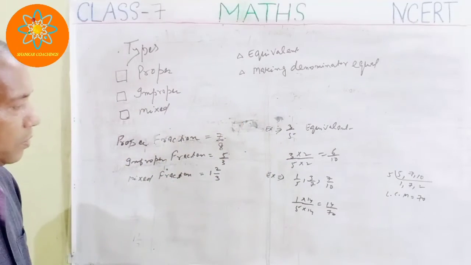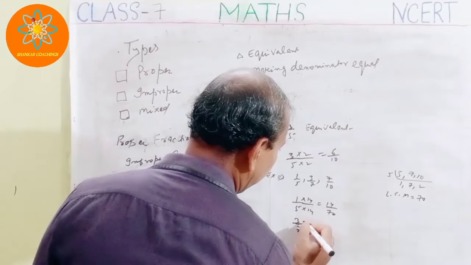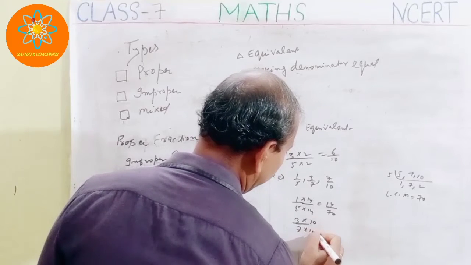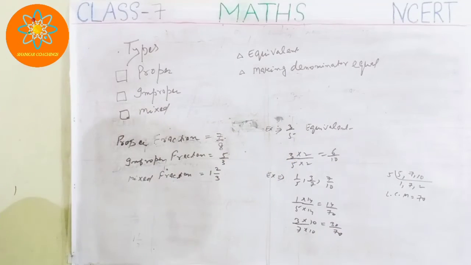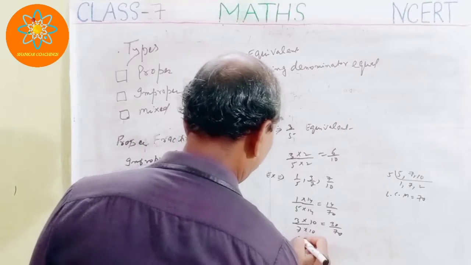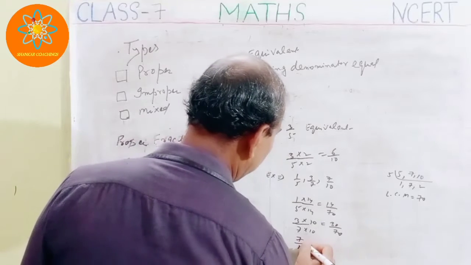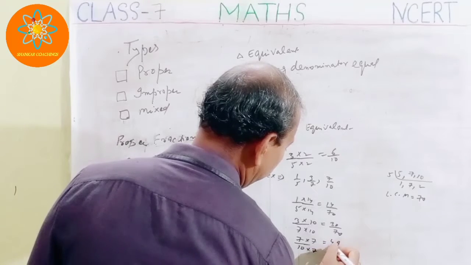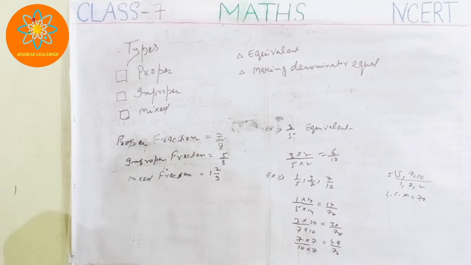Okay. Similarly, I have 3 by 7. This is multiplied by how much? It will be multiplied by 10, and here also 10. So it is 30 by 70. Then I have 7 by 10. So I will multiply this by 7, this also by 7. So this is equal to 49 by 70. So you can see clearly the denominator is equal.